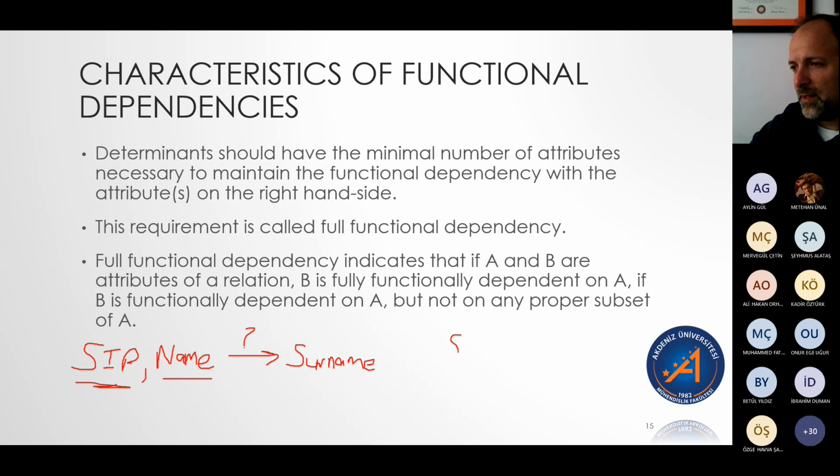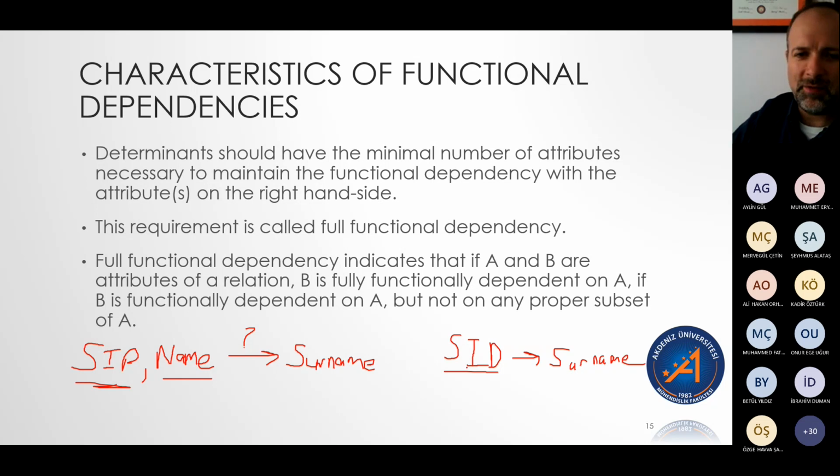So if we were to write it like this, student ID determines surname. Now we've got a full functional dependency because surname is dependent on student ID and not on any subset of that. You can say that if you have a functional dependency defined and the left side is only one column, you have a full functional dependency, because it's not possible to be dependent on a subset if there's only one column on the left-hand side.